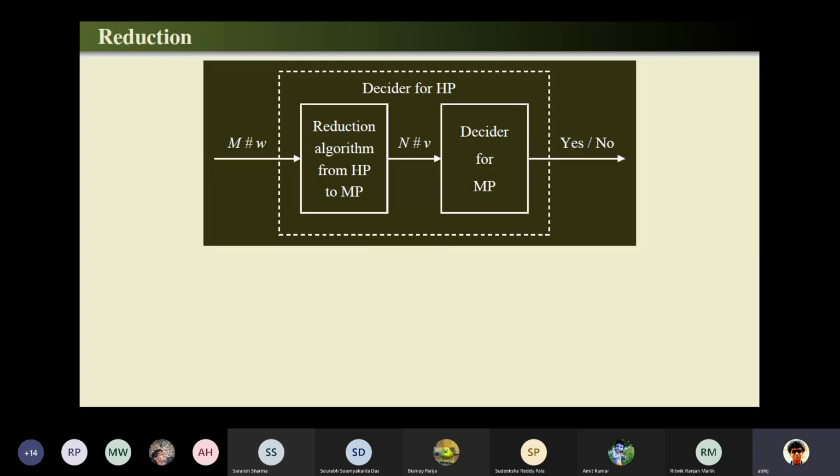Now, if such a reduction algorithm exists, then this, in tandem with the hypothetical decider for MP, will give me a decider for HP. That dotted box. But by a diagonalization argument, we have already proved that no decider for HP can exist. And therefore, that box, the decider for MP, that is also non-existent.